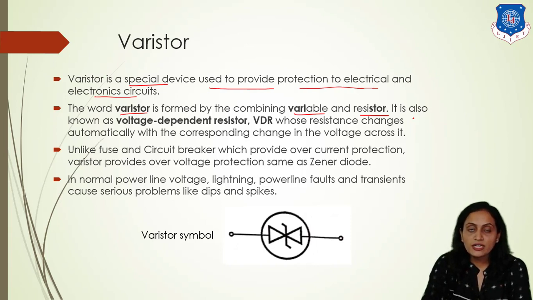Unlike the fuse and circuit breaker, which provide protection against overcurrent, the varistor provides overvoltage protection, the same as the Zener diode. In the normal power line, lightning, power line faults and transients cause serious problems like dips and spikes. That means for a very small amount of time, a very large change in the voltage. It will be higher voltage or lower voltage. So this is referred to as a dip if it is low voltage, and a spike if it is high voltage. So this is the symbol of the varistor.